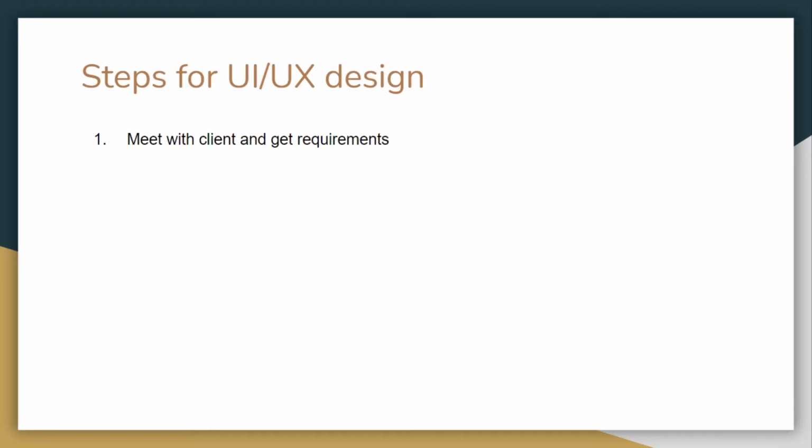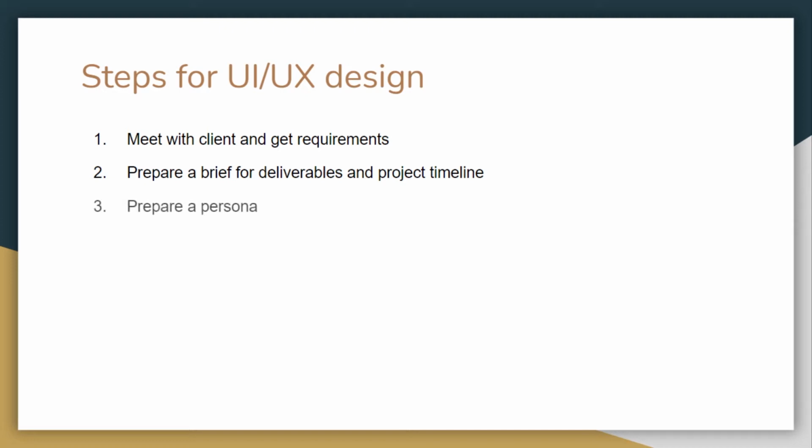Let's see some steps that will be used in our UI design. First of all, we will meet with the client and get the requirements that will be very essential in our design process. Then we will prepare a brief using the requirements from the client, and this brief will contain all the deliverables that we will be giving to the client, including the project timeline. Next, we will prepare a persona. A persona is basically a fictional character that is an ideal user for the client's website.